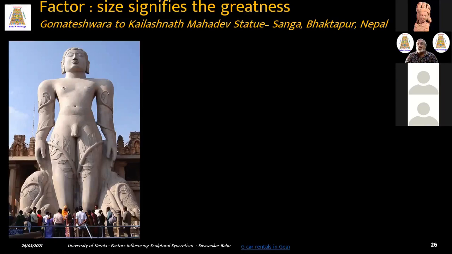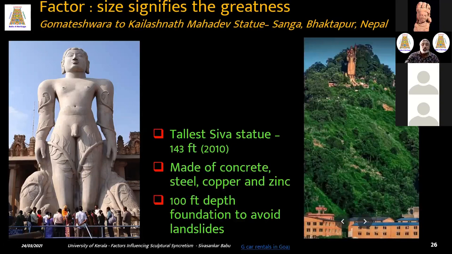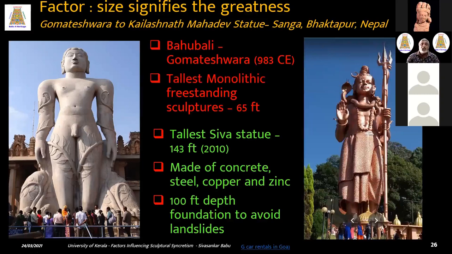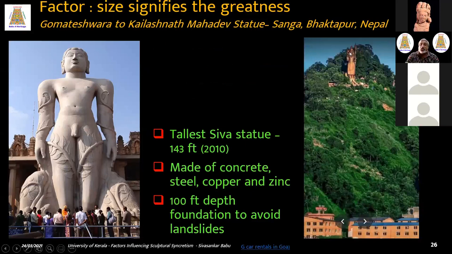And this is a grand achievement, one of the tallest monolithic statues, of Kumteshwara, which was available from the 19th century itself. Now, with technological advances and more material available, the latest tallest Shiva statue, 143 feet, is made of concrete, steel, copper, zinc, and the interesting part is it is on the slope of a mountain like this. This is 142 feet, and there is a 100 feet foundation, just to ensure that it doesn't slide due to landslides and other issues.